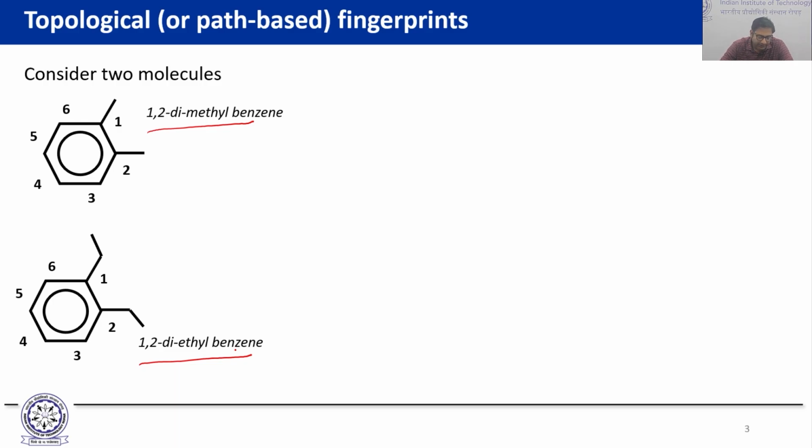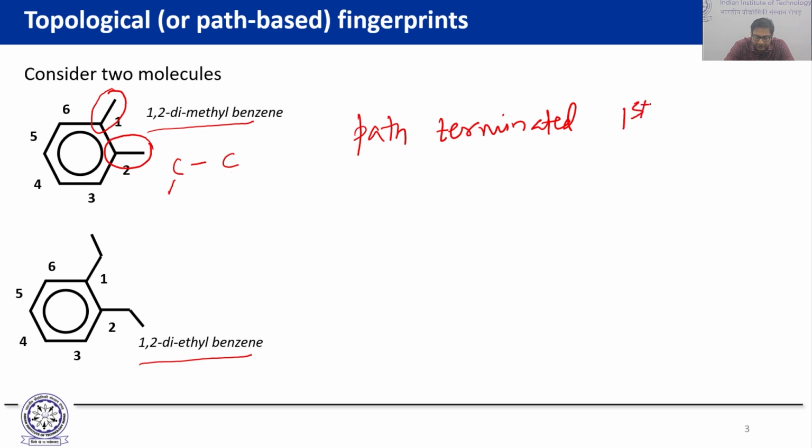What really is happening over here, if you look at the first case and then you look at the path, your path over here is simply terminating. So you simply have a carbon-carbon where this carbon belongs to the benzene ring, and the other carbon is essentially due to a methyl group. So you have a path which is terminated. We can say that we have a situation where the path is terminated at the first nearest neighbor carbon from the benzene ring.